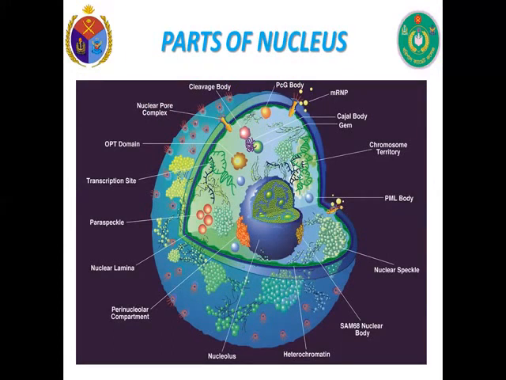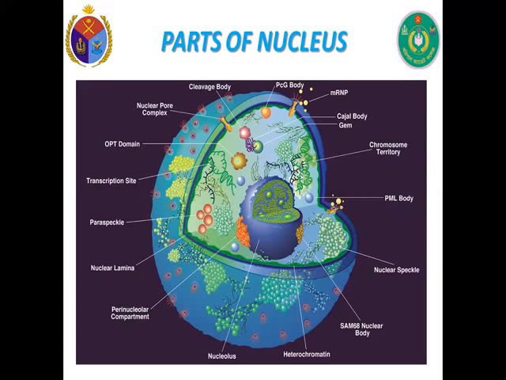Physical structure of nucleus. The physical structure of the nucleus at interphase stage contains 4 major parts: nuclear membrane, nucleoplasm, nucleolus, and nuclear reticulum.